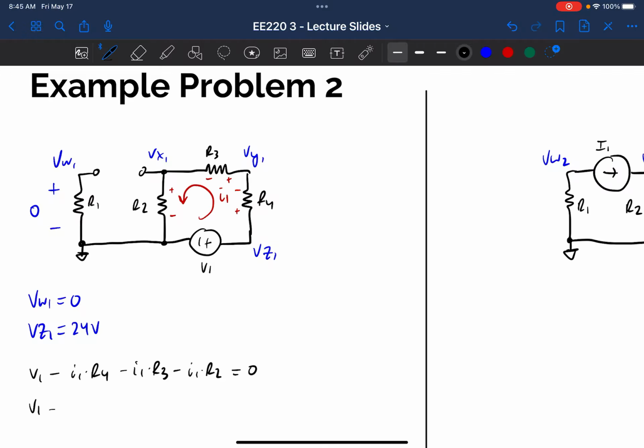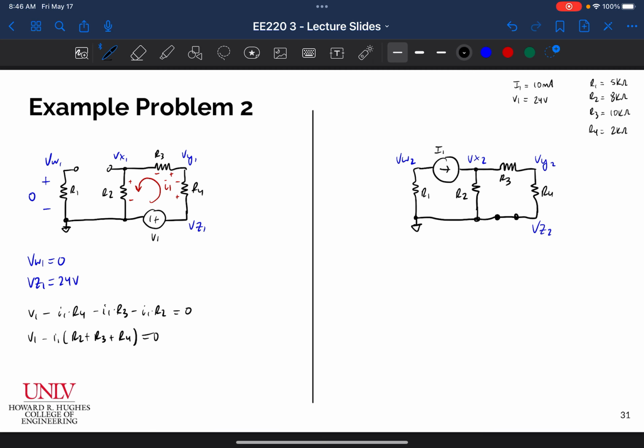Clearly, I can just say minus I1 times R2 plus R3 plus R4 because they're all in series. And then that gives me that V1 is basically equal to I1 times R2 plus R3 plus R4. Again, the goal is to find I1 here. So I1 is going to be V1, which is 24 volts, divided by the sum of R2, R3, and R4, which looks to me like that's going to add up to 20K.